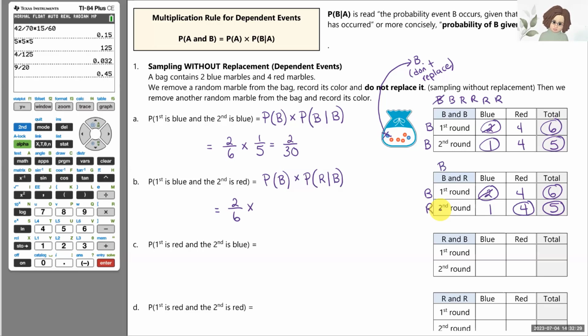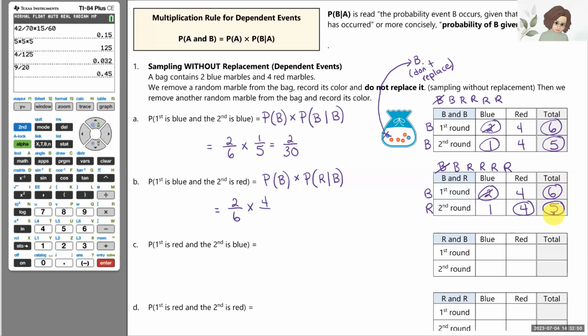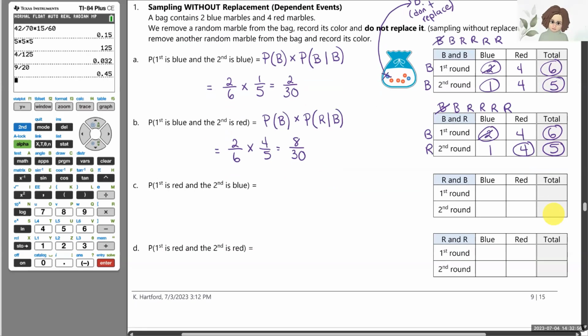So I'm going to do this at the top one more time just to make sure you've got it. So we had 2 blue and 4 red. The first pick, we took out a blue. I'm going to cross it out. We took out a blue. So we would still have the 4 red, the 1 blue, and that's the 5. So red would be 4 out of 5. And then we just multiply.